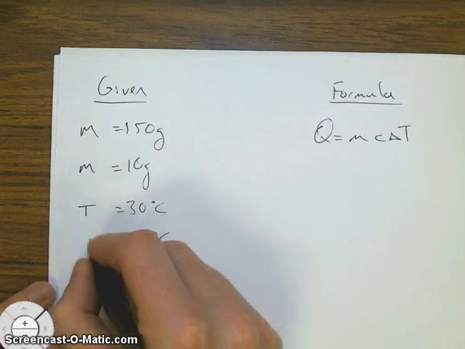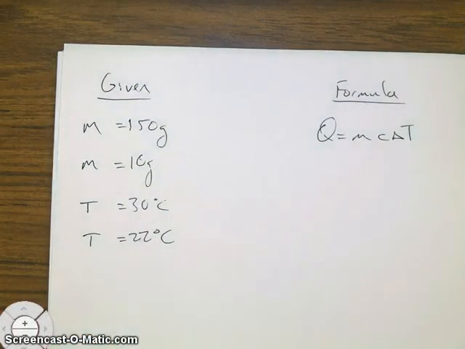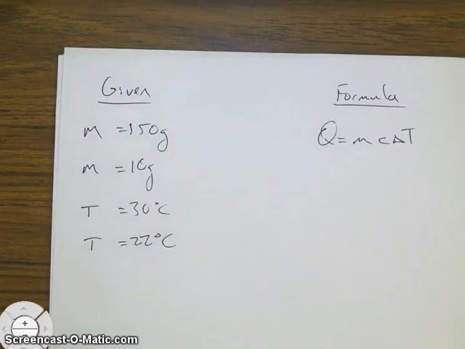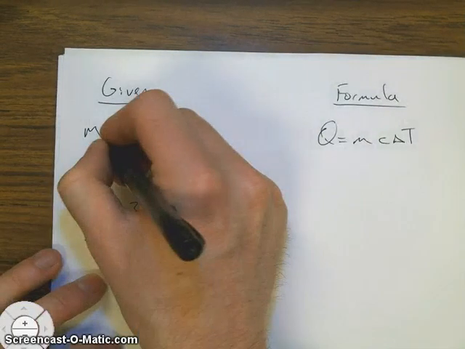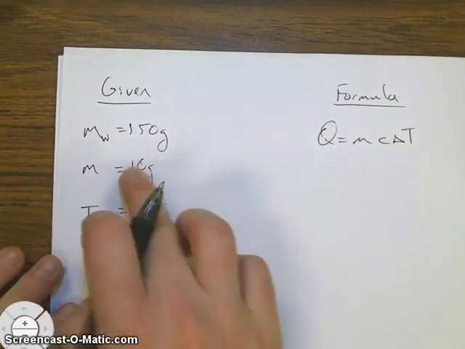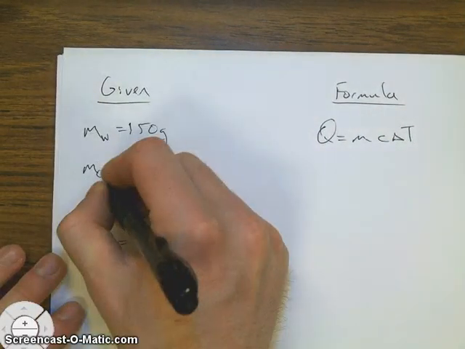All right, now I've got a problem here. I've got two M's and I've got two T's, so I need a way to be able to tell the difference between the two of them. Well, I know that this was the mass of the water, so I'm going to put a subscript next to that M, W, so that I know that's the mass of the water. And this is the mass of the copper, so I'm going to write that out as Cu.